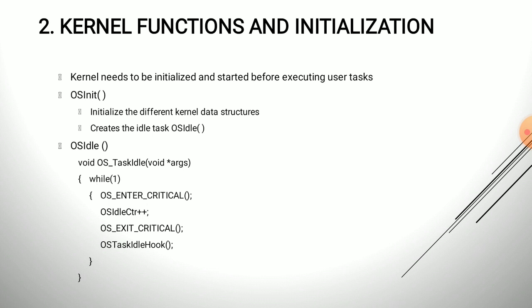This OS init function performs the following two operations. First, it initializes the different kernel data structures, and second, it creates the idle task OS idle. So this OS idle task is the lowest priority task under the micro C OS2 kernel, and it is executed to keep the CPU always busy when there are no user level tasks to execute.